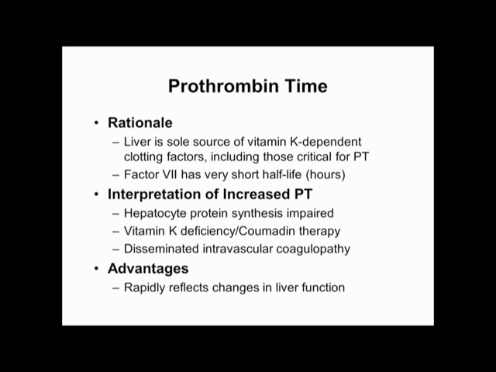Prothrombin time: the liver is the sole source of vitamin K dependent factors. Factor 7 has a very short half-life, so this changes quickly. Clearly, the interpretation, however, can involve different things. It can be liver failure, but you also have to remember, is this patient vitamin K deficient? Are they on Coumadin? Do they have disseminated intravascular coagulopathy? You can usually figure those out. You just have to remember that they're possibilities. It's very nice because it changes quickly, so it can tell you if there are rapid changes in liver function, which is great in an acute liver disease.